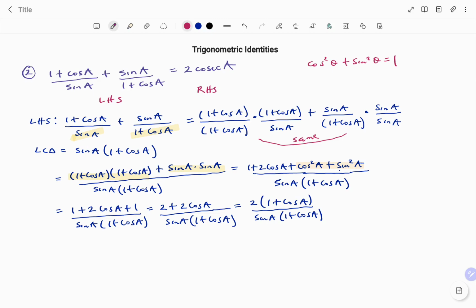What has happened is I can simplify. I have 1 plus cos A at the top, dividing 1 plus cos A, that cancels out. So I have 2 over sine A, and we know that cosec theta is the same as 1 over sine theta. So going back, 2 over sine A becomes 2 cosec A, and that is also equal to my right-hand side.